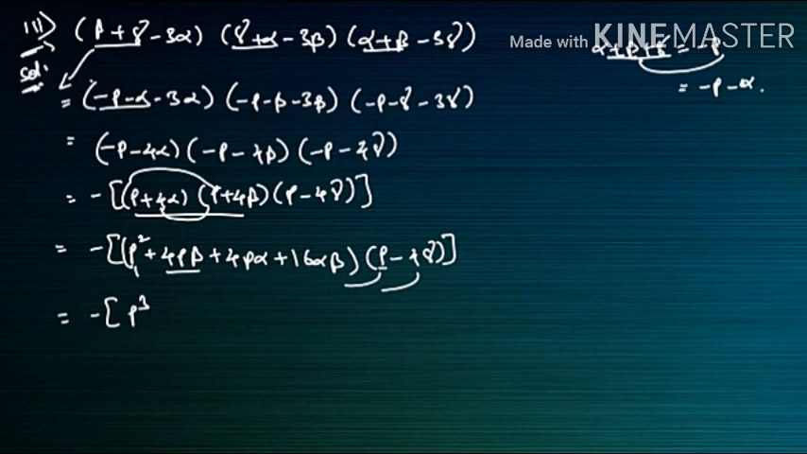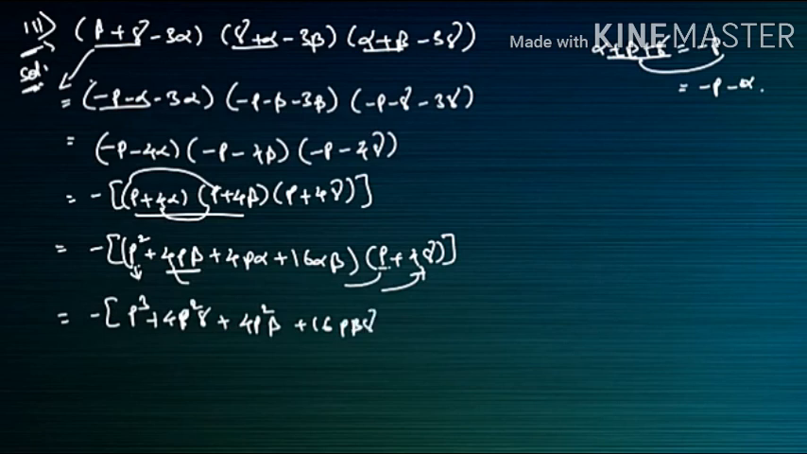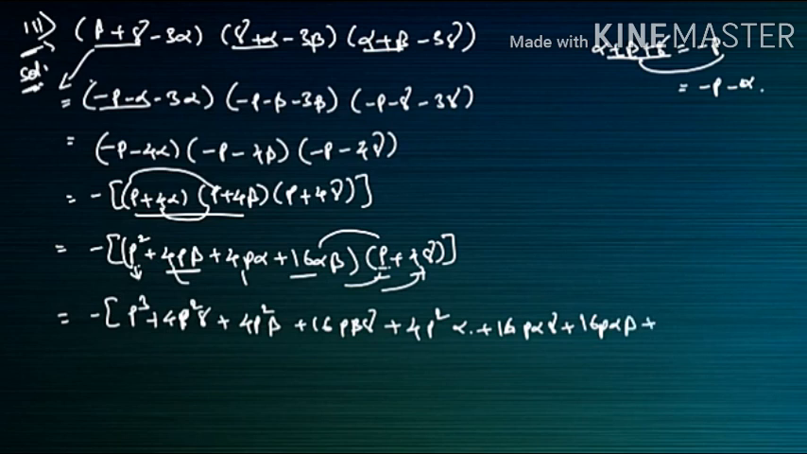Otherwise we will do one thing: I will do p square into 4 gamma, giving 4p square gamma, plus 4p beta into p, giving 4p square beta, and 4 into 4, 16 p beta gamma, plus 4p square alpha, plus 16 p alpha gamma, plus 16 alpha beta into p, plus 16 into 4, that is 64 alpha beta gamma.